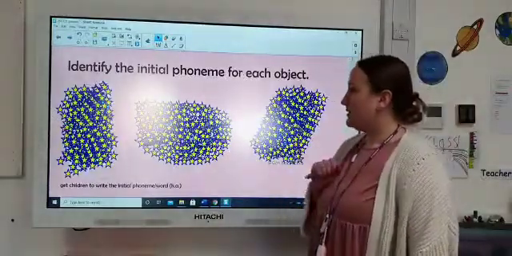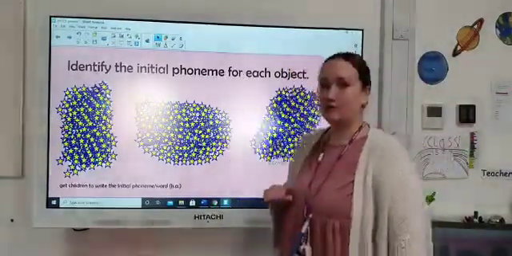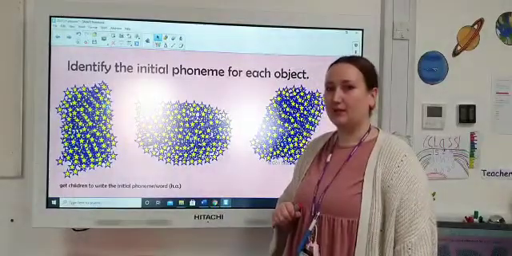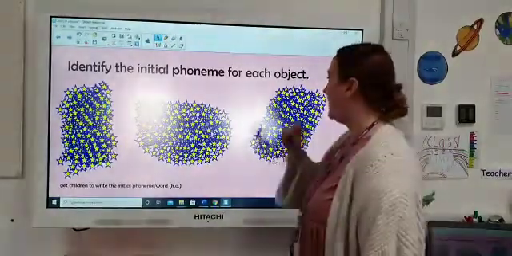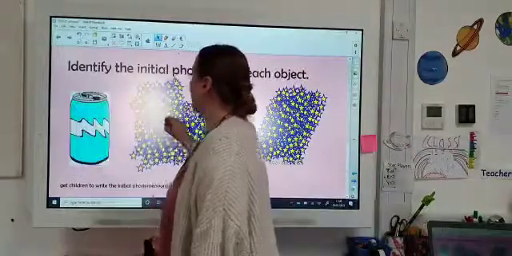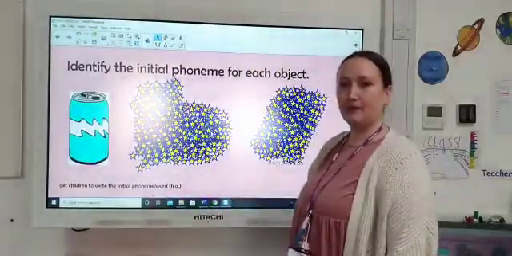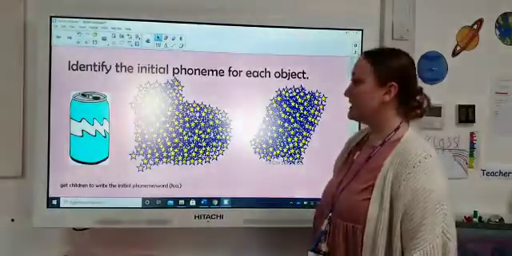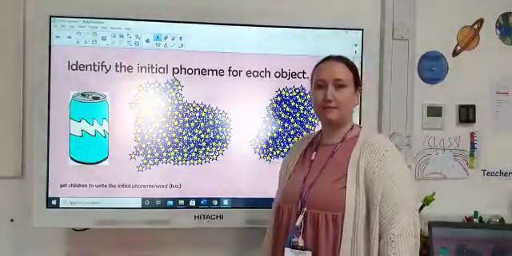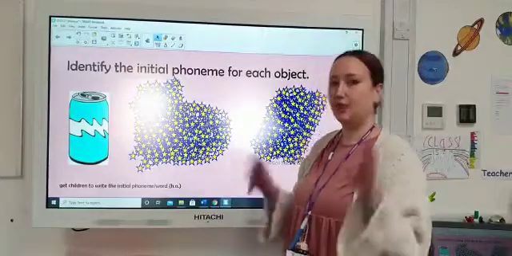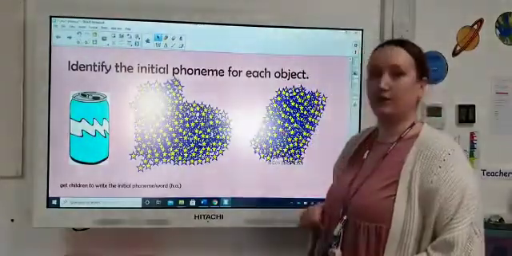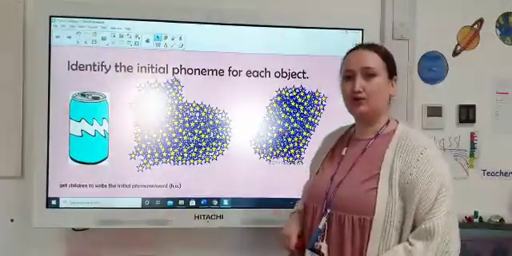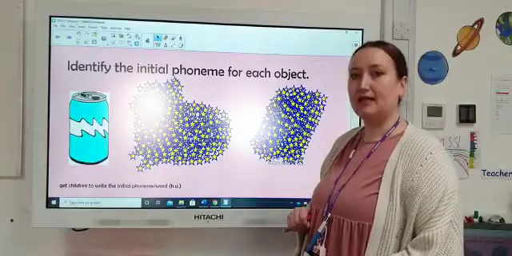So what we're going to do now is identify the object. I want you to tell me which phoneme it begins with, the initial phoneme. Okay, so what do we have here? It's a can. So what is the initial phoneme for can? It's k, k. So what I would like you to do, get a pen and paper. I want you to try and write the word can.